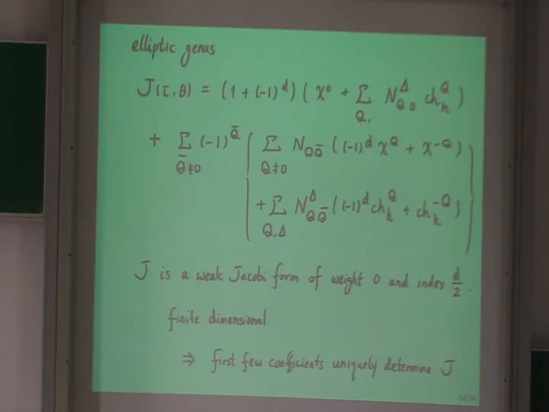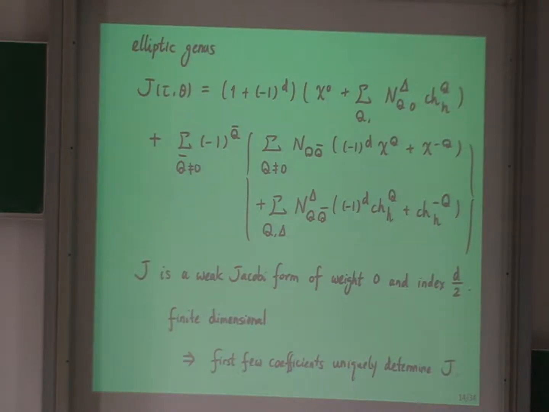And by the modular invariance of the partition function, which is required by consistency of the conformal field theory on the 2-dimensional torus, you can show that J is a weak Jacobi form of weight 0 and index d over 2, where d is the complex dimension of the Calabi-Yau manifold. The great thing is that the space of such Jacobi forms is unique. So that means that if you know the first q expansion coefficients of J, it's uniquely determined. And therefore all these coefficients are essentially determined. And this is very useful.